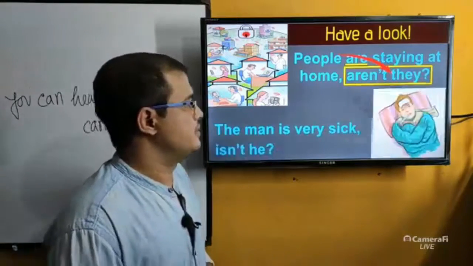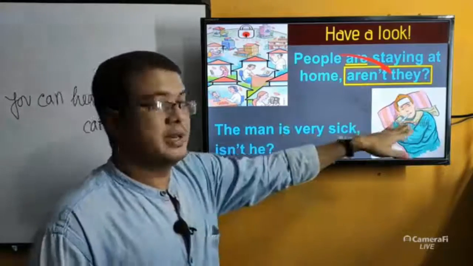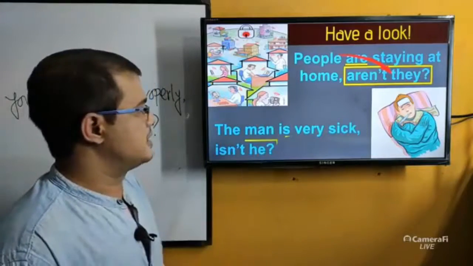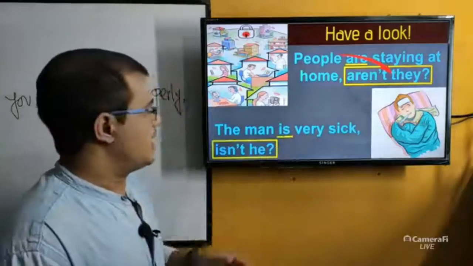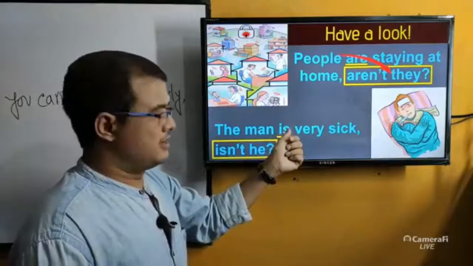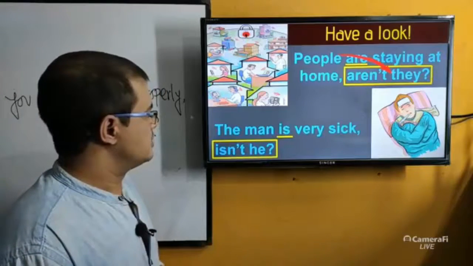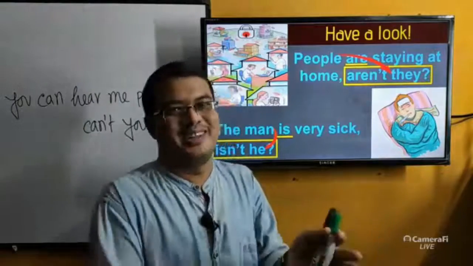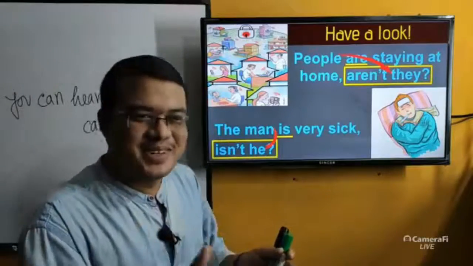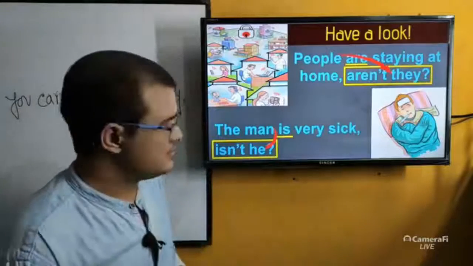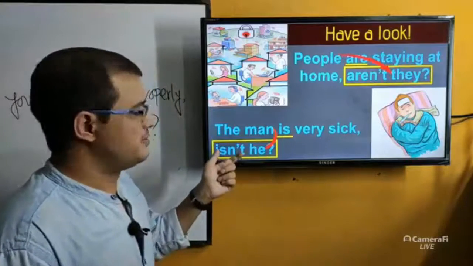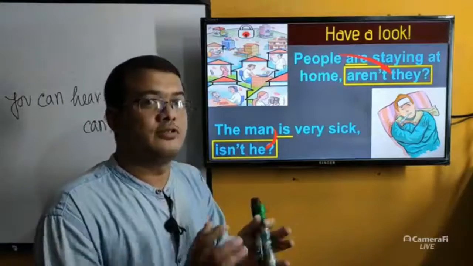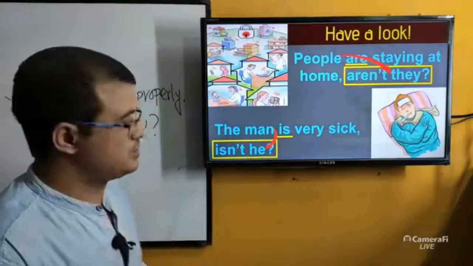See another example. The man is very sick. The man is very sick. So this is a positive statement. The verb here is is, and it will be negative definitely. If it is positive, it will be negative. So isn't it? And since a man is not a woman, we won't use she, we will use he. So we need to know how to form the contraction, the short form of verbs. I will show you that.